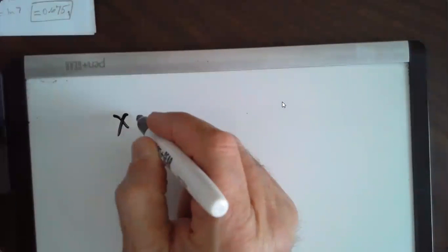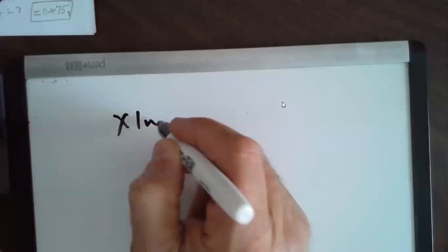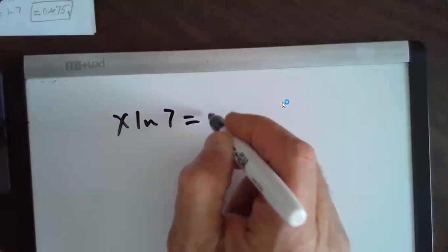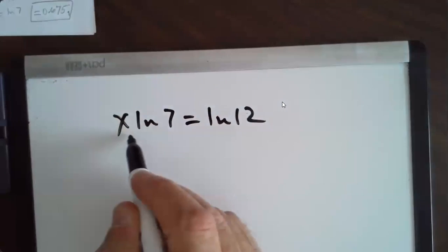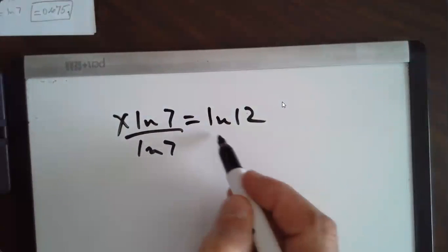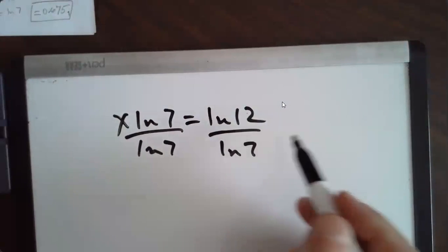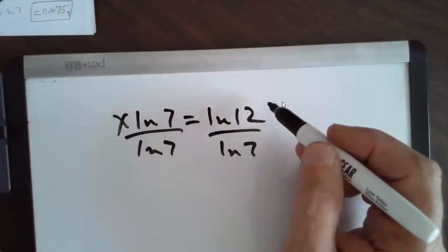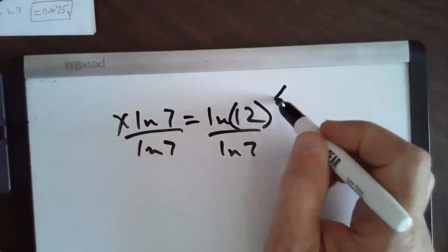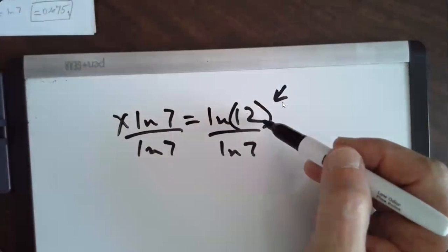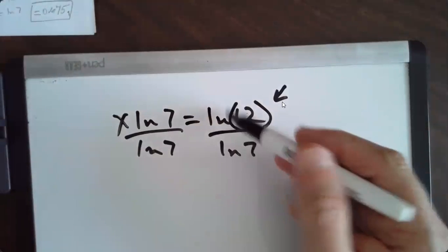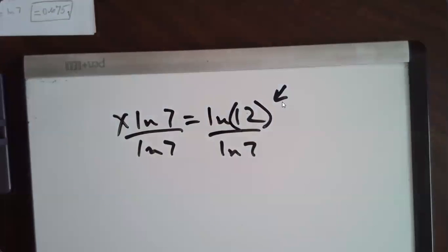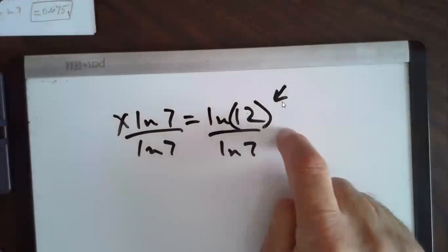All right. So now, what if we had x natural log 7 equal to natural log 12? Let's go back to this. And let's say we were to divide natural log 7 to both sides. Now, a lot of the textbooks will tell you to do it this way, and that's fine, but you have to remember to close the parentheses on the numerator, because if you don't, it'll come out wrong. So that's why I like to tell people to calculate as you go along, and you won't make that mistake.